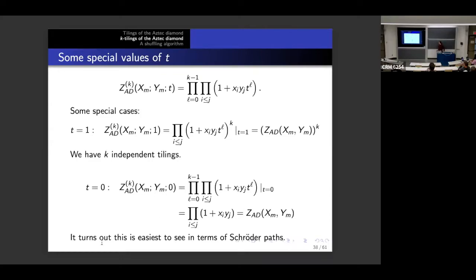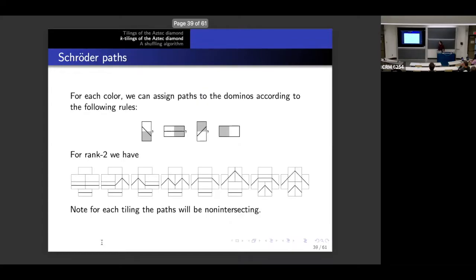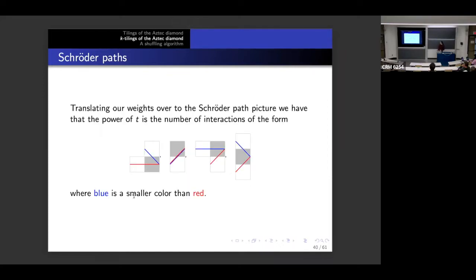It's easiest to do this in terms of Schroeder paths. The Schroeder paths are just a bijection between domino tilings and certain non-intersecting paths. You get them by just assigning paths to your dominoes according to these rules. Here on the bottom, we have all the rank 2 domino tilings and the corresponding Schroeder paths. If we interpret our interactions in terms of these paths, what we get is that whenever a blue path hits a red path from above, that's an interaction, or when they both go up together, that's also an interaction.